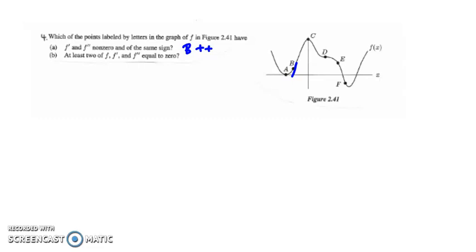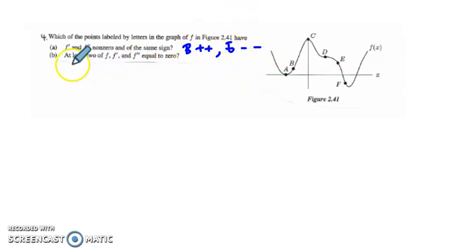Now let's look to find where the derivative is negative. F prime will be negative. Looks like it's 0, 0, and 0 at A, C, and D. So negative here at E and negative here at F. So the question is, where is the second derivative also negative, which means the function would be concave down. That happens at E, where the function is concave down, but not at F, where the function is concave up. So I would say at E, both the first and second derivative are negative.